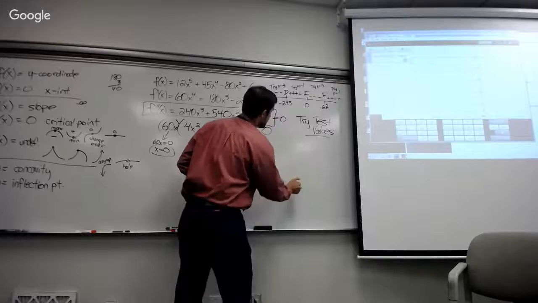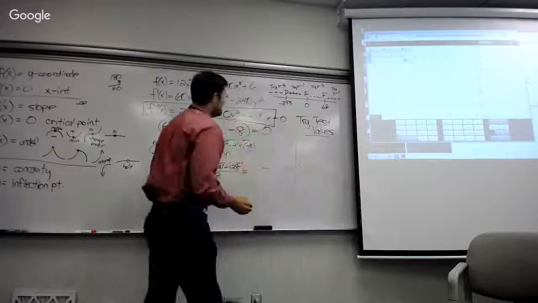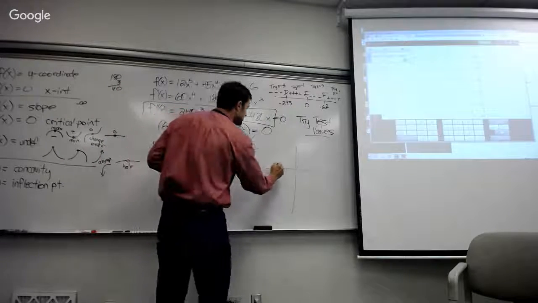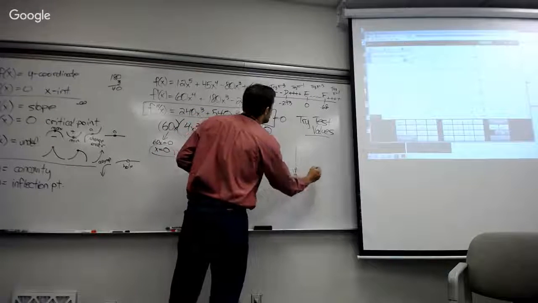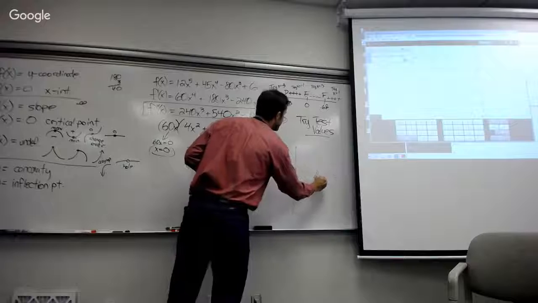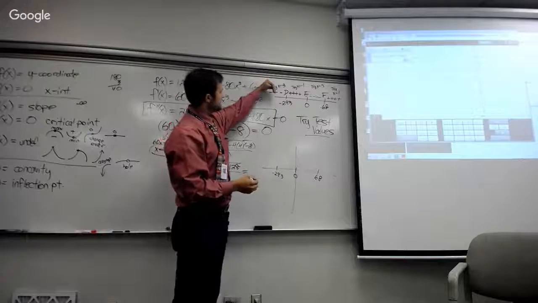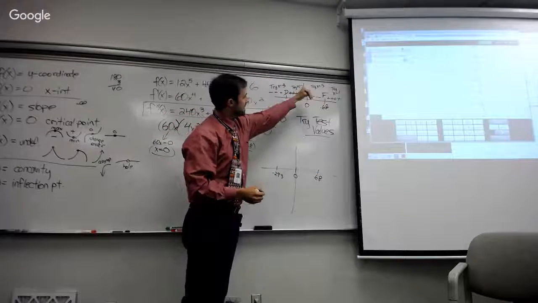Need a little room here. First, I would have my critical values. So here's my -2.93. Here's my 0. And here's my 0.68. And I need something that's concave down, then concave up, then concave down, then concave up.